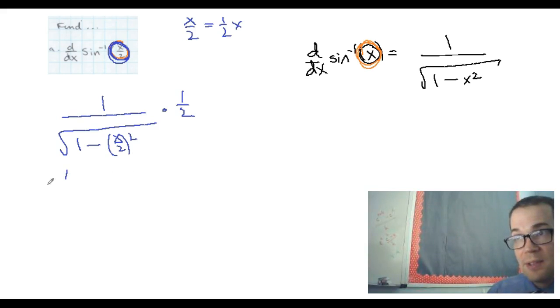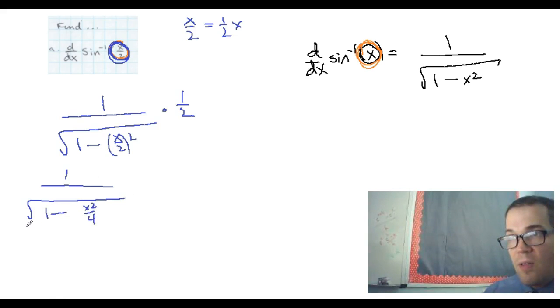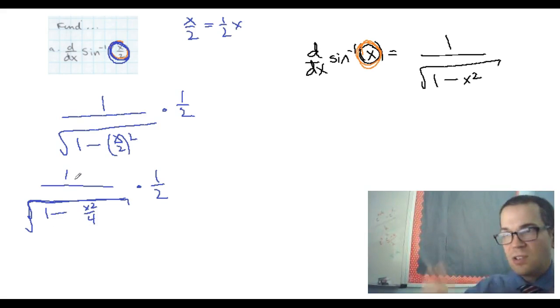So let's just copy everything else down. 1 over the square root of 1 minus x squared over 4. All that's under the square root symbol. And this 1/2, I'm going to carry it around, but I'm not thinking about it yet. I've got enough to worry about. The next thing that I notice is that I can clean this up, right? I don't want to have a fraction inside of a fraction inside a square root, that's bananas.